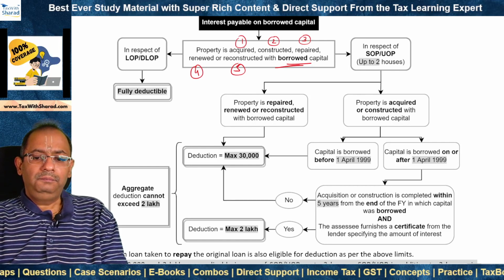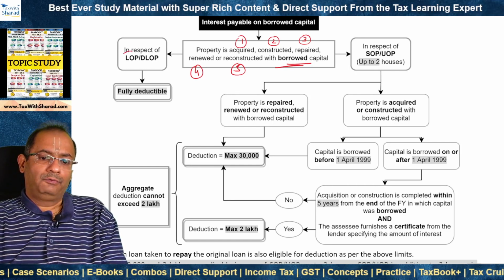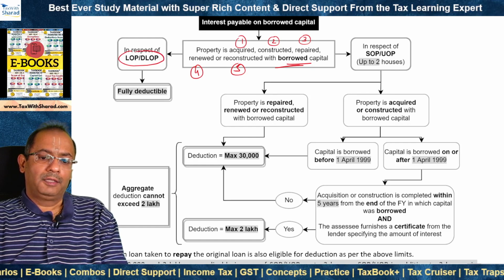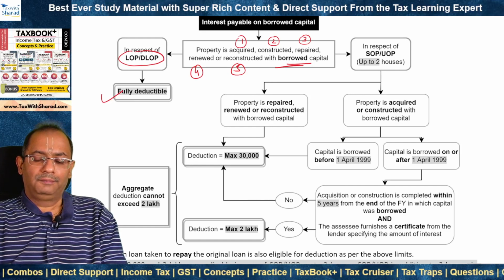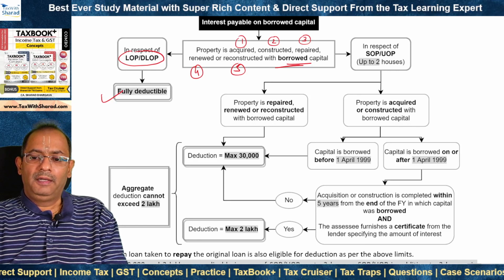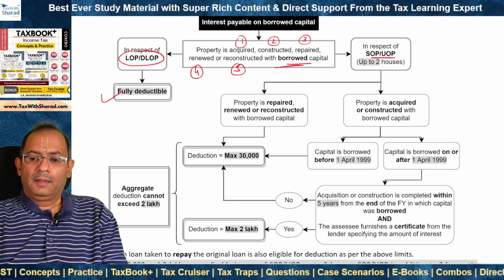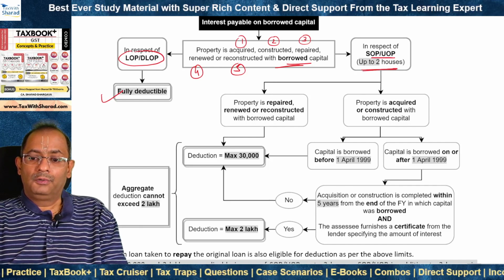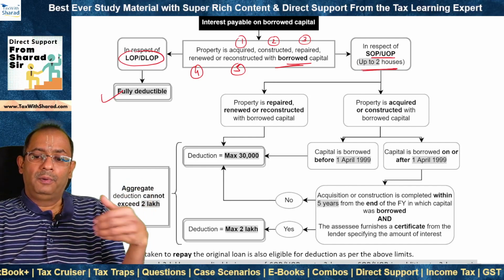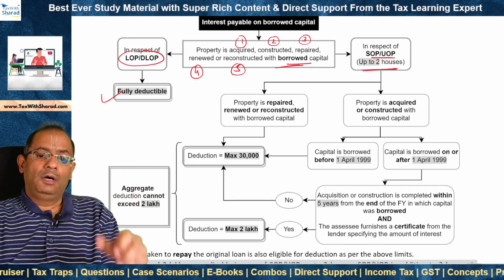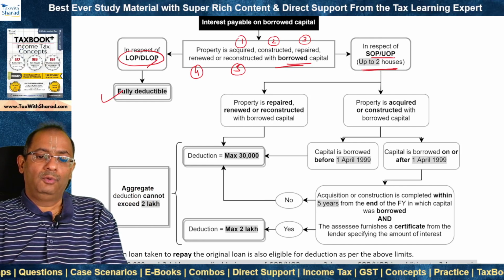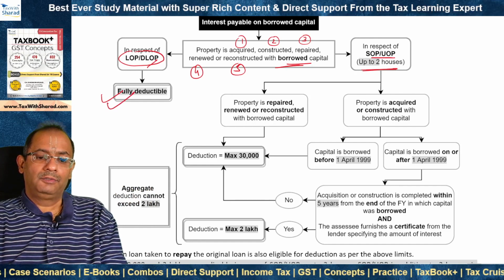Now, if this is in respect of a LOP or DLOP, interest is fully deductible, there is no limit. If the interest is in respect of SOP or UOP, up to 2 houses. Up to 2 houses, why? Because property in addition to 2 houses is classified as DLOP, for which there is no limit, interest is fully deductible.